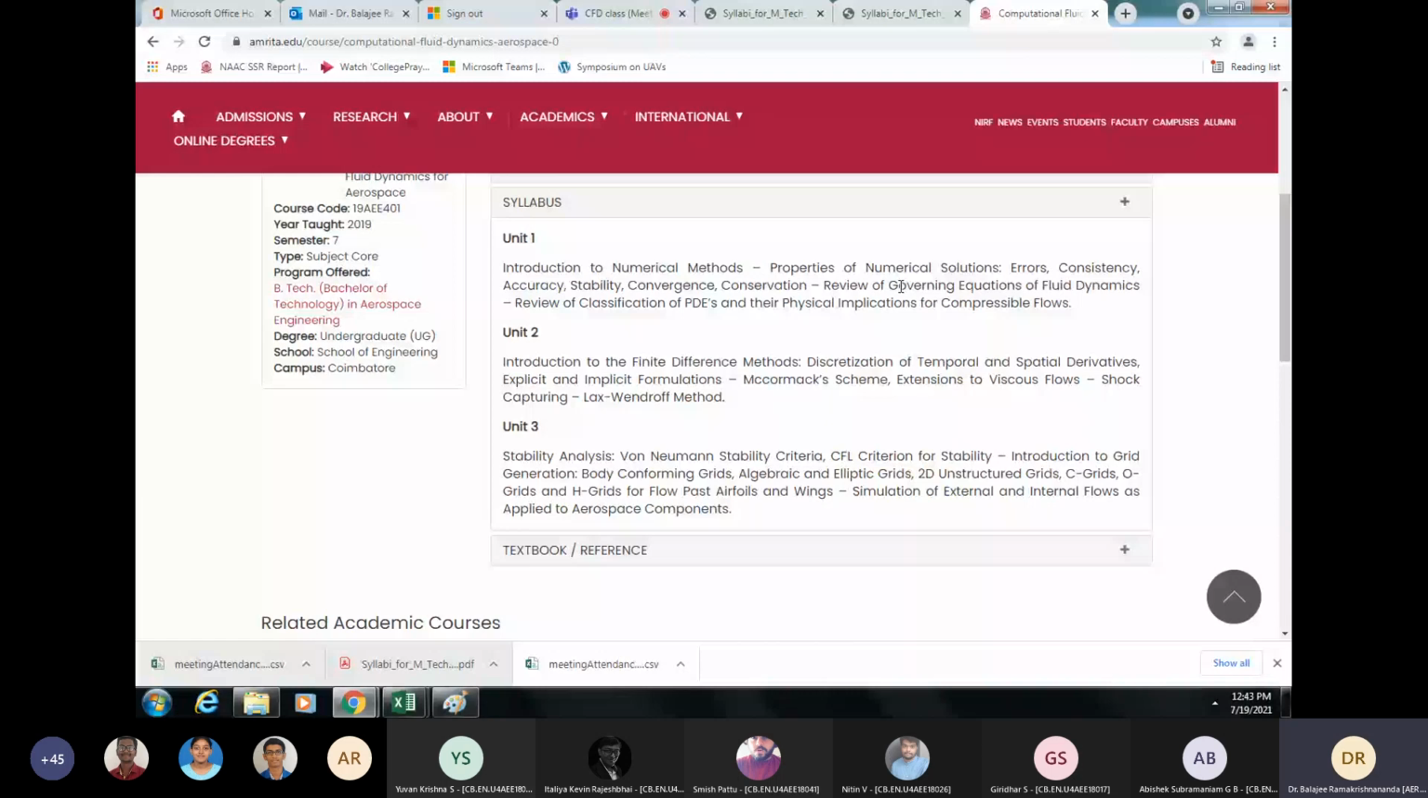Then review of governing equations of fluid dynamics. That will be the equations which we are talking about: continuity, momentum, and energy. Then review of classification of PDEs. Now these PDEs themselves, because CFD is just an application of numerical methods. Numerical methods are basically discretizing PDEs. Now you should know the nature of these PDEs, what you are going to solve.